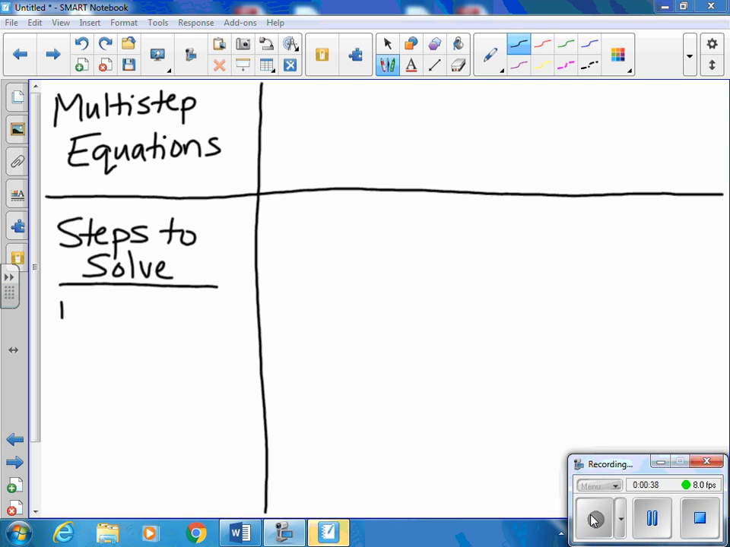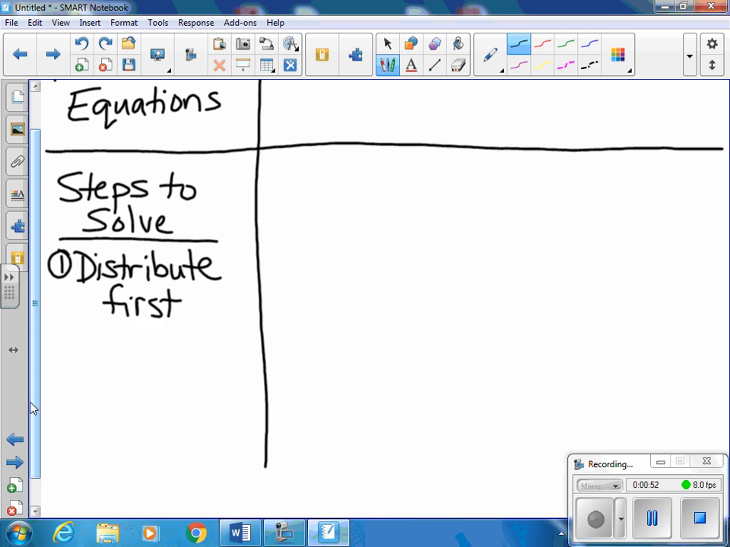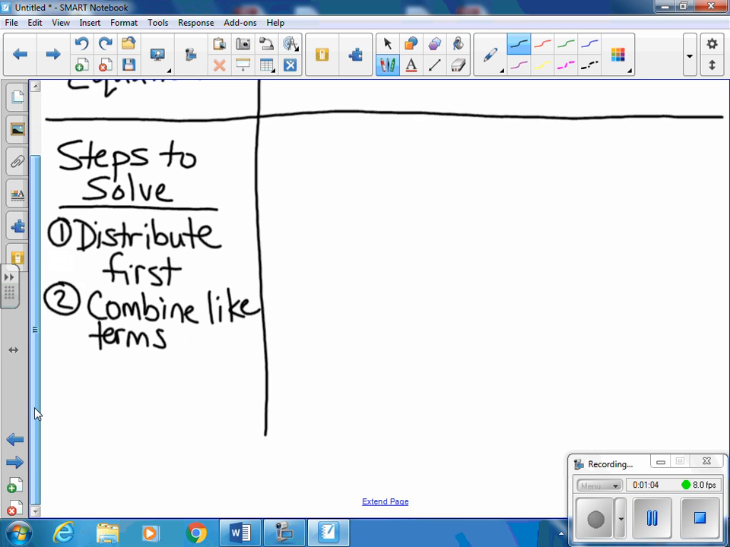All right, so the very first thing you must always do, if it is there, is distribute first. So here's where that distributive property comes in and why it was so important for me to get you to do well with that part so you can do these equations. After distributing, or if no distributing exists, the second thing you will do is to combine like terms.